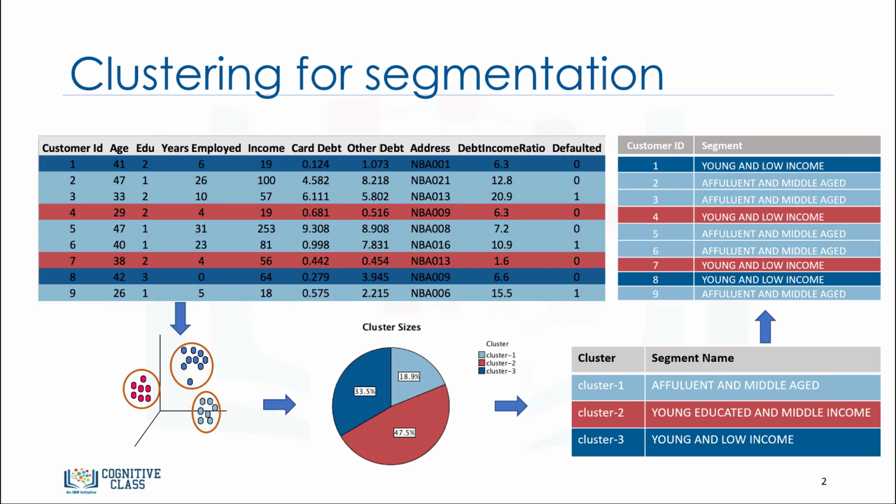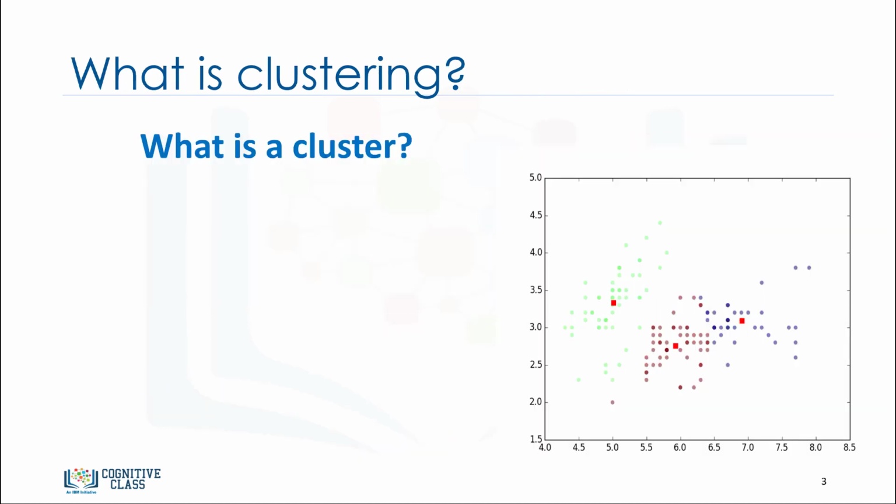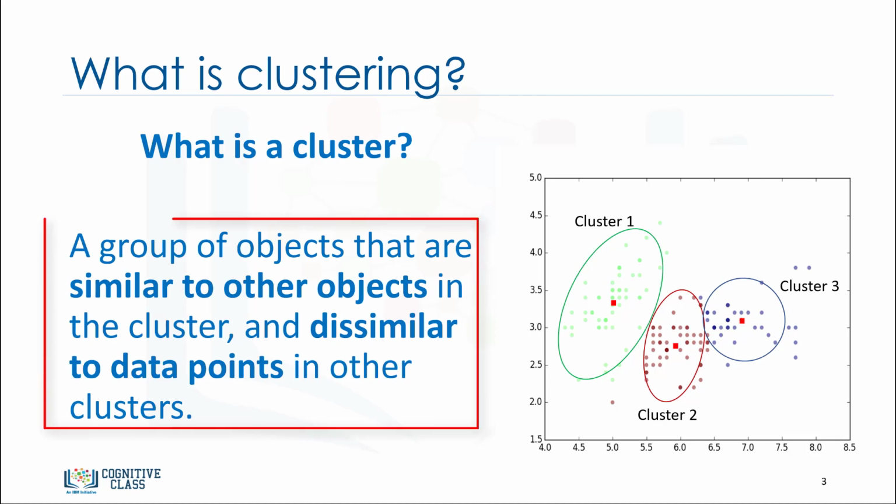Cluster analysis also has many other applications in different domains. So let's first define clustering, and then we'll look at other applications. Clustering means finding clusters in a dataset unsupervised. So, what is a cluster? A cluster is a group of data points or objects in a dataset that are similar to other objects in the group and dissimilar to data points in other clusters.